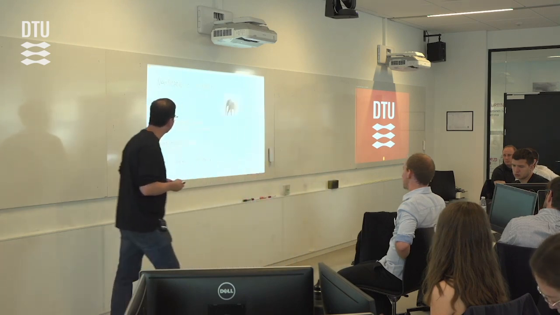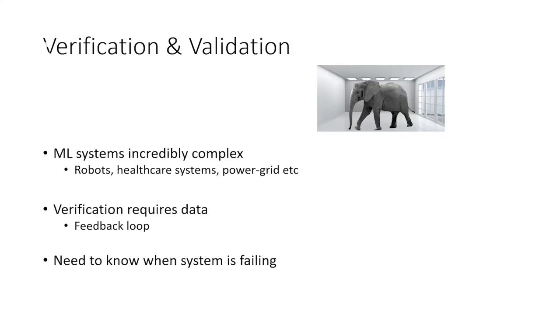Here is the elephant in the room. Once you build a machine learning system, everything becomes very complicated. Just think about the systems that I mentioned here, but there are many others. You need to have a verification plan. Good engineers have verification plans. And the problem is that almost all the systems mentioned here have some feedback loop, which is internal. So you need to verify something that will change as a result of your actions, and you still need to be able to figure out what different agents and different systems will do. So you need to know when your system is failing. That's the most important aspect of machine learning for renewable energy. You need to know when you're not going to work.